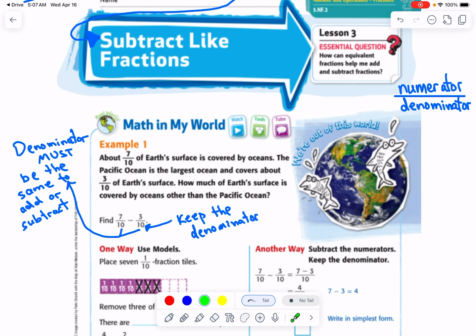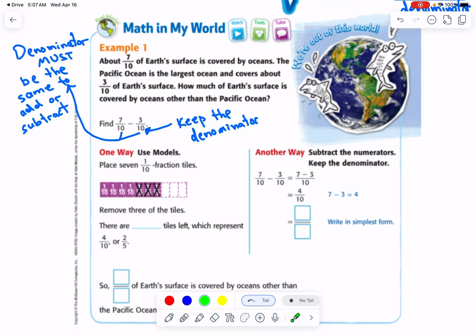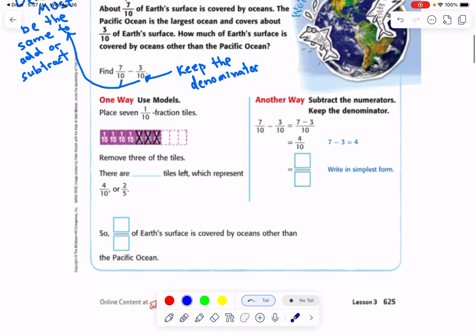All right, now when we are adding or subtracting, we keep the denominator. So right away, if we are subtracting 3/10 from 7/10, we can automatically know that the result is going to be 10 in the denominator, unless we simplify. Okay, so let's take a look at that.